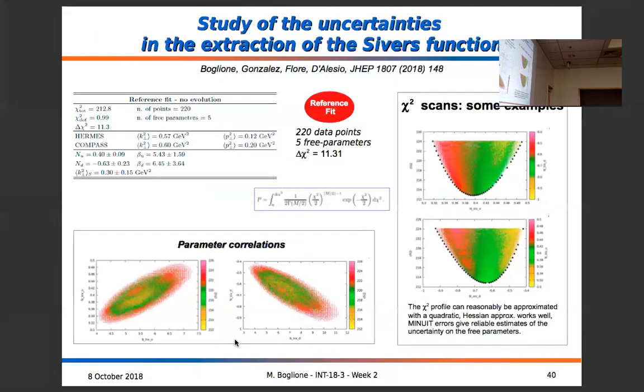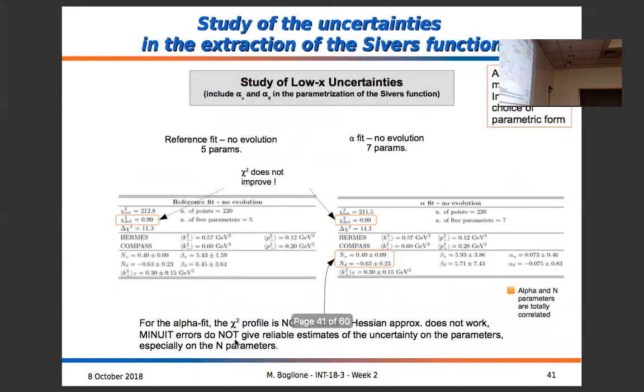But then we were not happy about this fit because the uncertainties were not evaluated reliably. So we also tested another configuration in which we allowed for some C contribution. And we wanted to study how the low x uncertainties would change. We were quite surprised because by comparing these two different fits, we found out that the chi-square doesn't improve at all, even if you add more parameters.